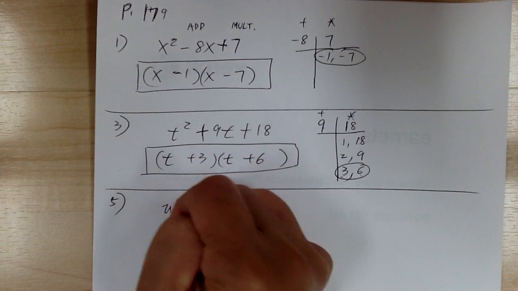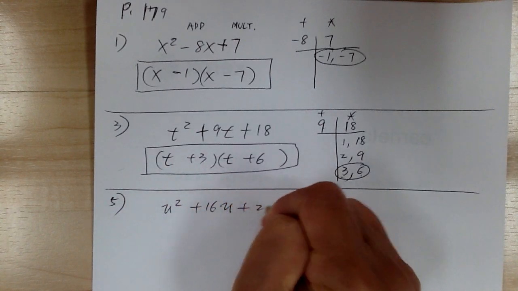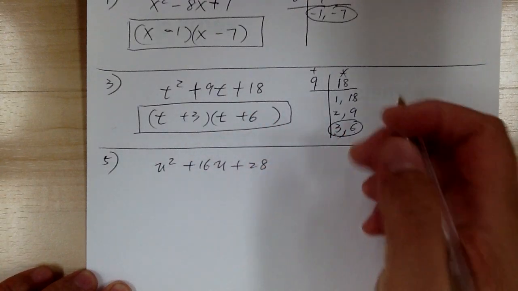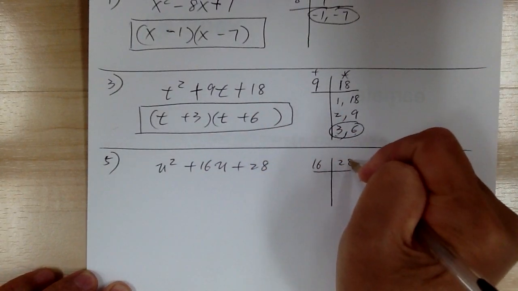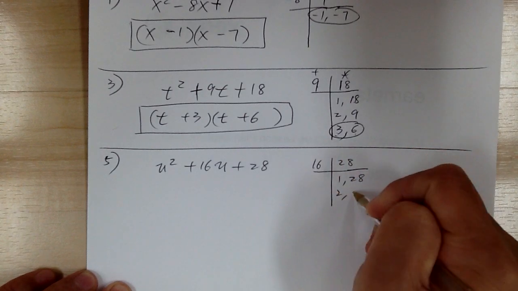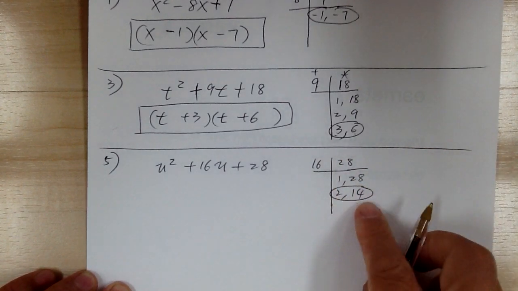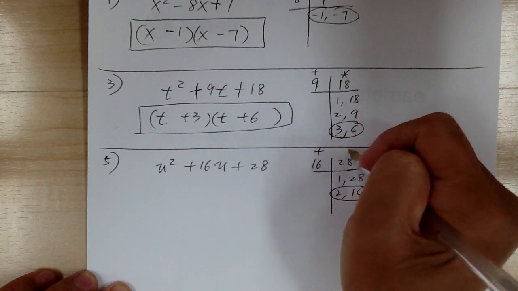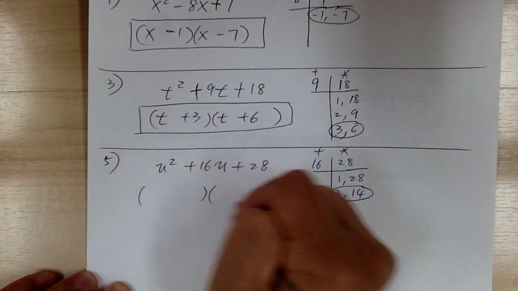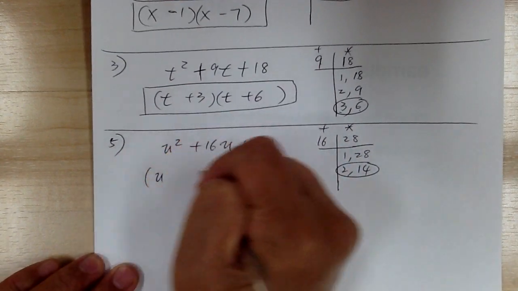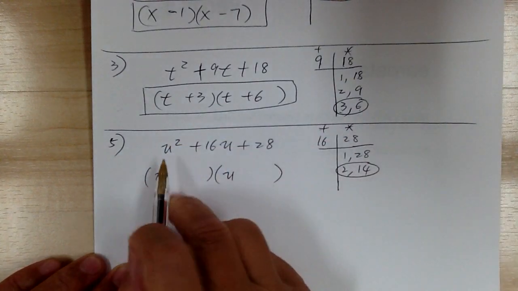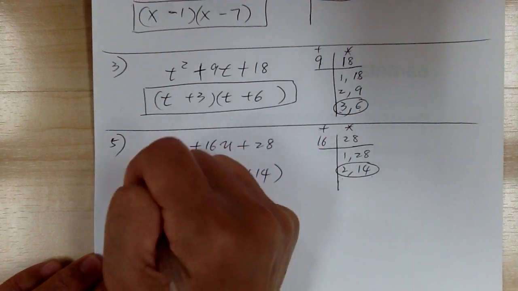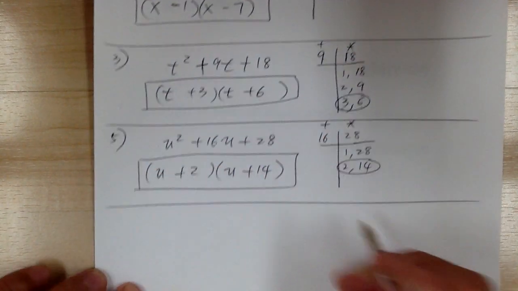Okay, number 5, you've got u squared plus 16u plus 28. Again, go through the steps: step 1, step 2, step 3, step 4. So this 16, 28. So 1, 28, 2, 14, and that's it, right? 2 times 14 is 28, and 2 plus 14 is 16. Again, this came from adding, this came from multiplying. So get 2 sets of parentheses. First, undo the first term. So u times u gives you u squared. There's no coefficient, so whatever you see, just put in here. And that's it.